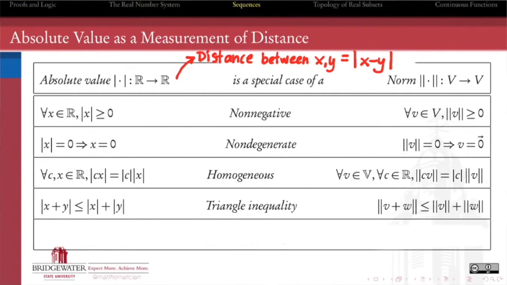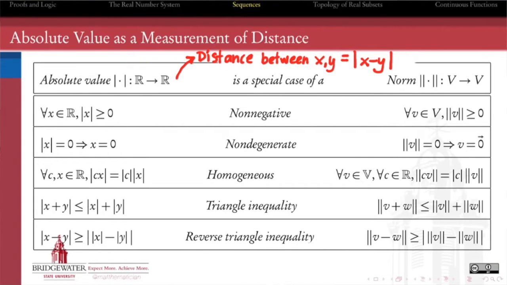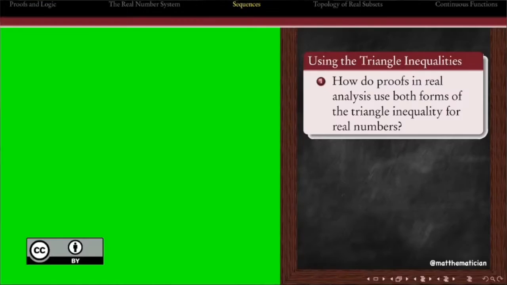These tell us that the norm of a sum can be no larger than the sum of the norms, and conversely, that the norm of a difference can be no smaller than the absolute difference of the norms. If you make friends with the triangle inequalities, you'll go far in real analysis.